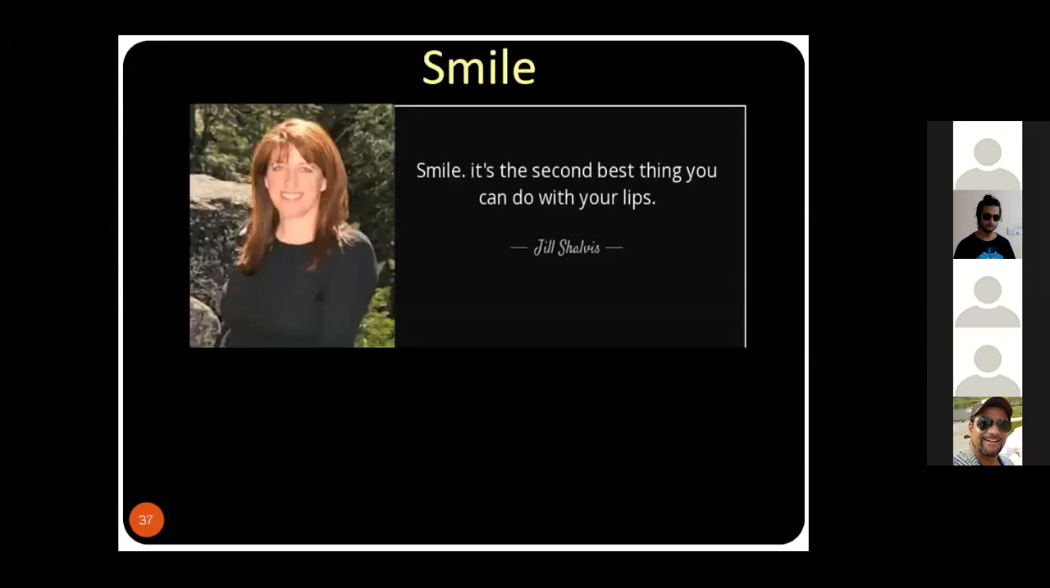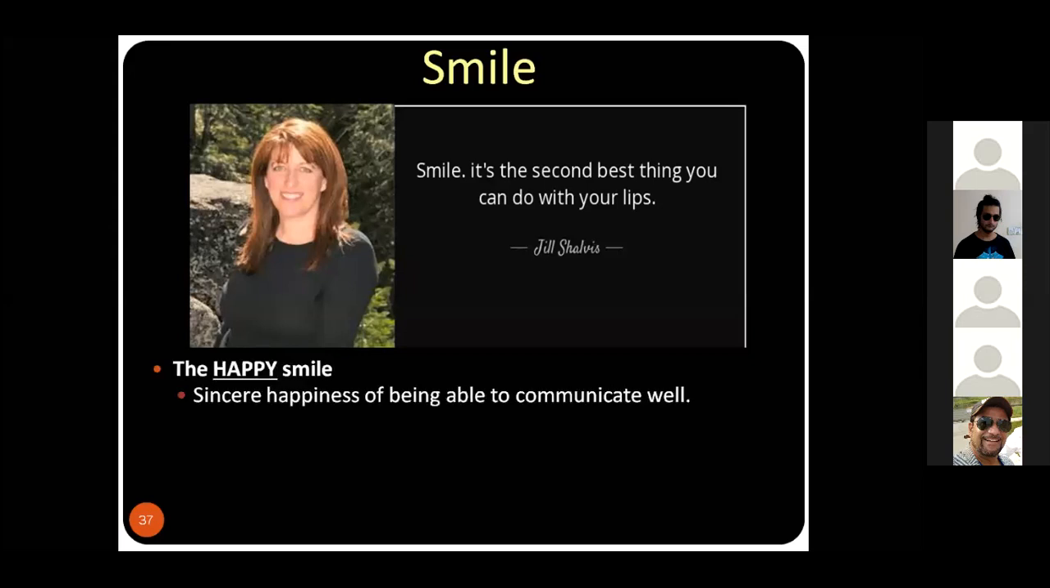The next important thing is smile. Smile is the second best thing you can do with your lips. This is not said by me, but by Dale Carnegie, and it is so true. When you are very serious while you are presenting, it shows that you are very nervous. A happy smile expresses the sincere happiness of being able to communicate well. If you are very happy and smiling, it shows that you have a real grasp of the subject you are talking about.